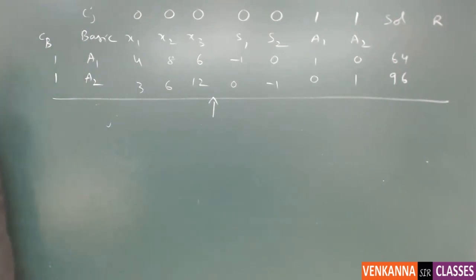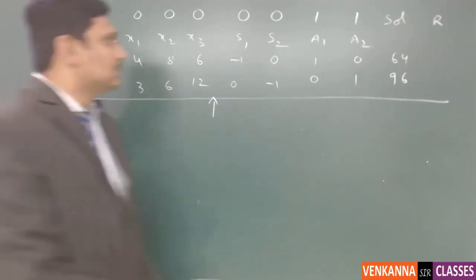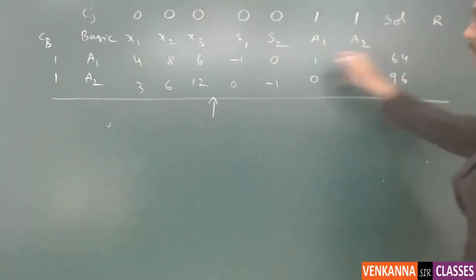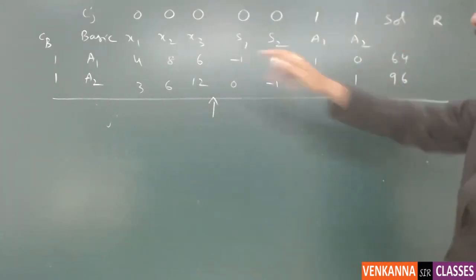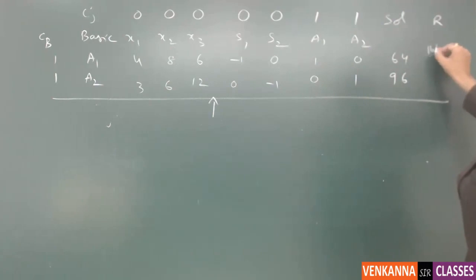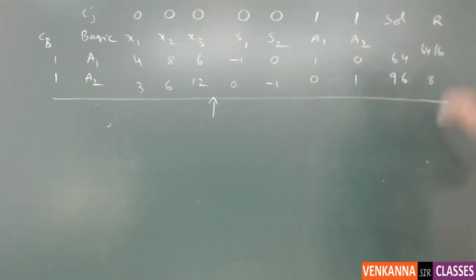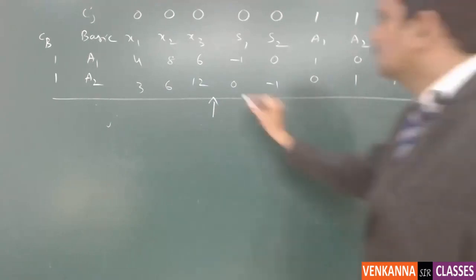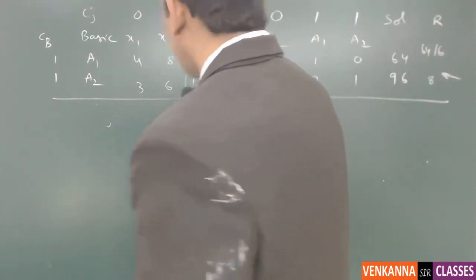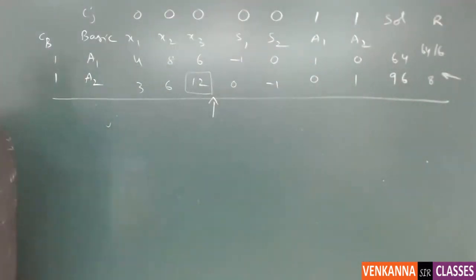So we are going to find the key element here. Again, dividing the solution with this, it was 64 by 6. And here 96 by 12, it is 8. Among these, this one is the smaller. So I say this is the key element, the pivot element. Accepted?